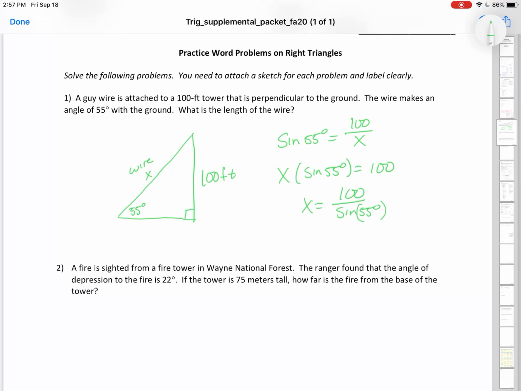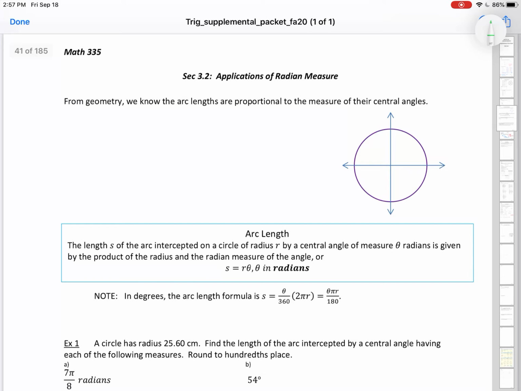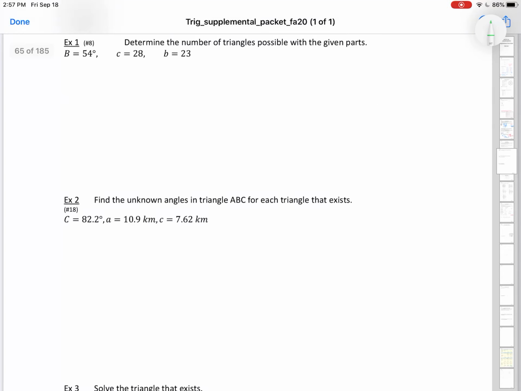Sine of 55 degrees. So we got 100 divided by sine, and I'm double checking that I'm in degree mode. Otherwise, I'd be doing 55 radians, which would be completely different. And we get a nice length of the wire to be 122.07.